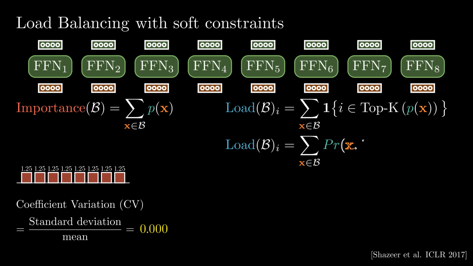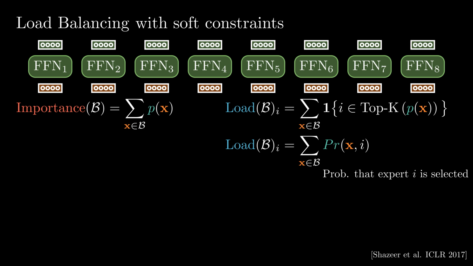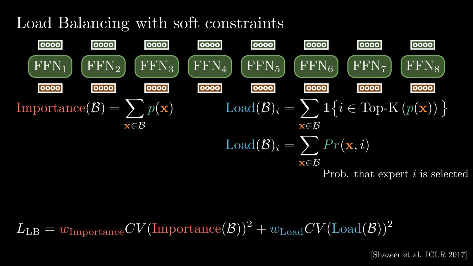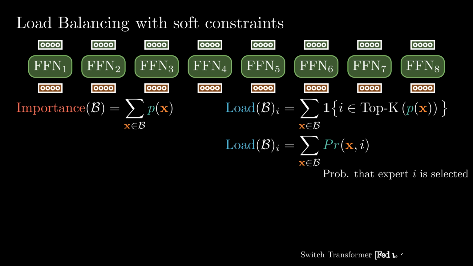Instead, we can define a smooth estimator for the number of examples assigned to each expert in a batch. Here, this represents the probability that expert i is selected. The smoothness enables gradients to flow through the estimator, making it possible to apply backpropagation. In summary, the load balancing loss combines the squared coefficient of variation for both importance and load. But can we simplify the computation of this load balancing loss?